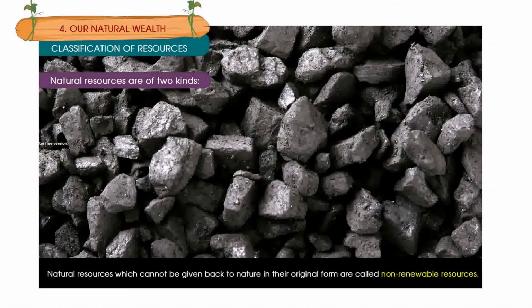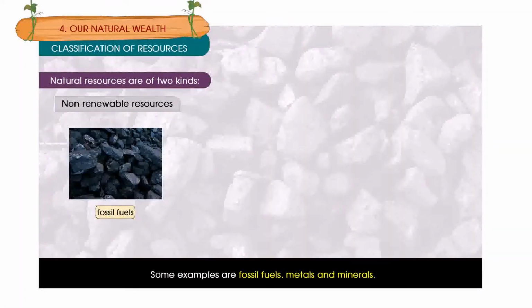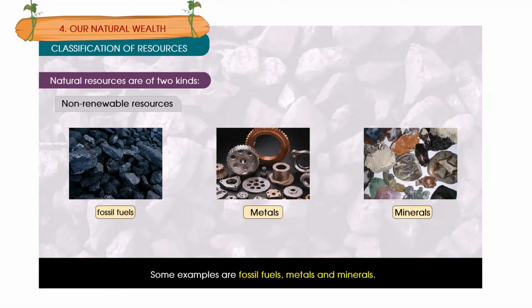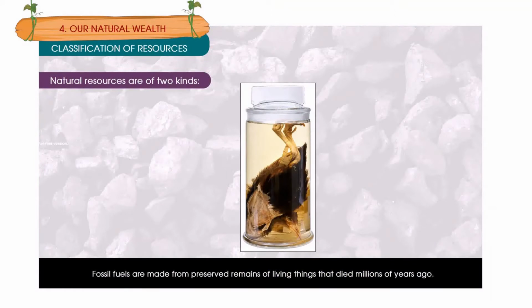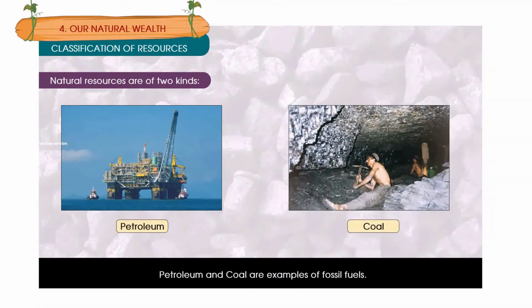Natural resources which cannot be given back to nature in their original form are called non-renewable resources. Some examples are fossil fuels, metals, and minerals. Fossil fuels are made from preserved remains of living things that died millions of years ago. Petroleum and coal are examples of fossil fuels.